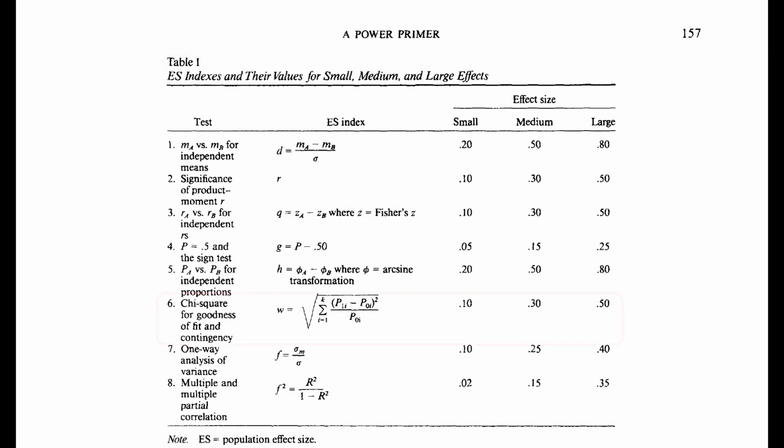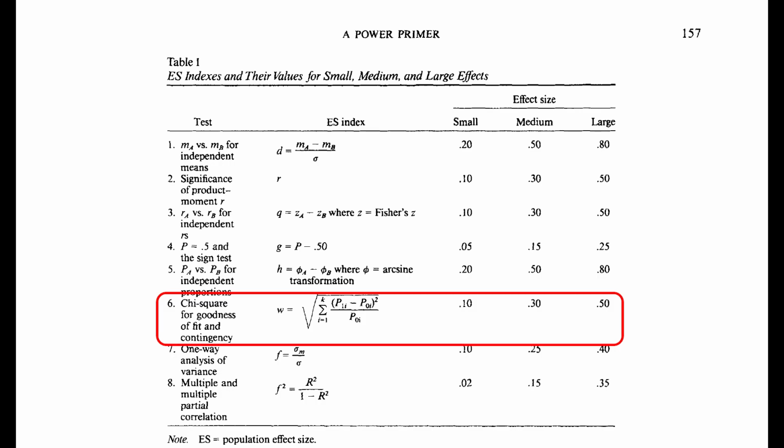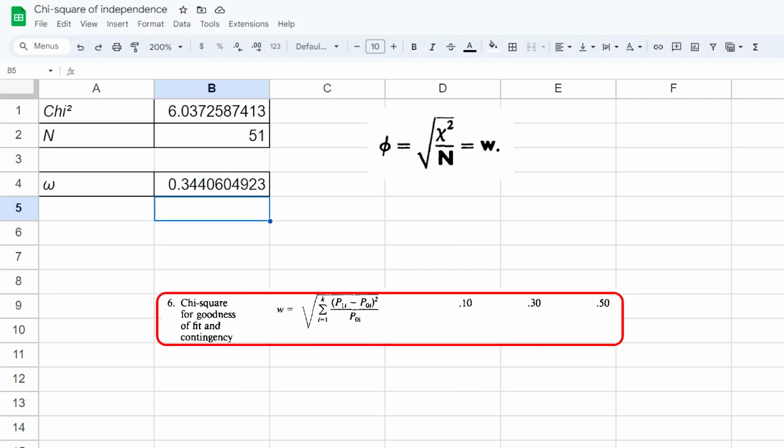Page 157 shows the three thresholds for the effect size omega: 0.1, 0.3 and 0.5 for small, medium and large effects. In my example, 0.344 is above the threshold for a medium effect if I use Cohen's thresholds.